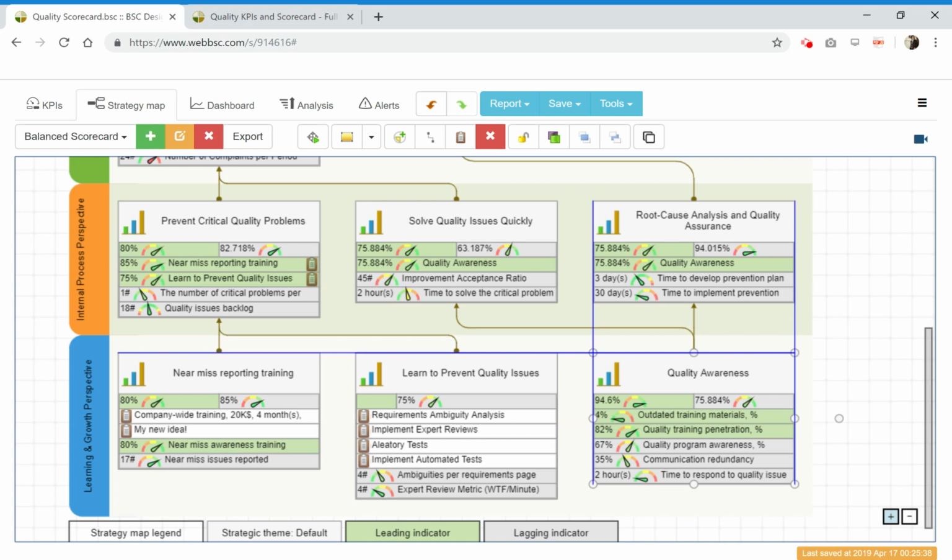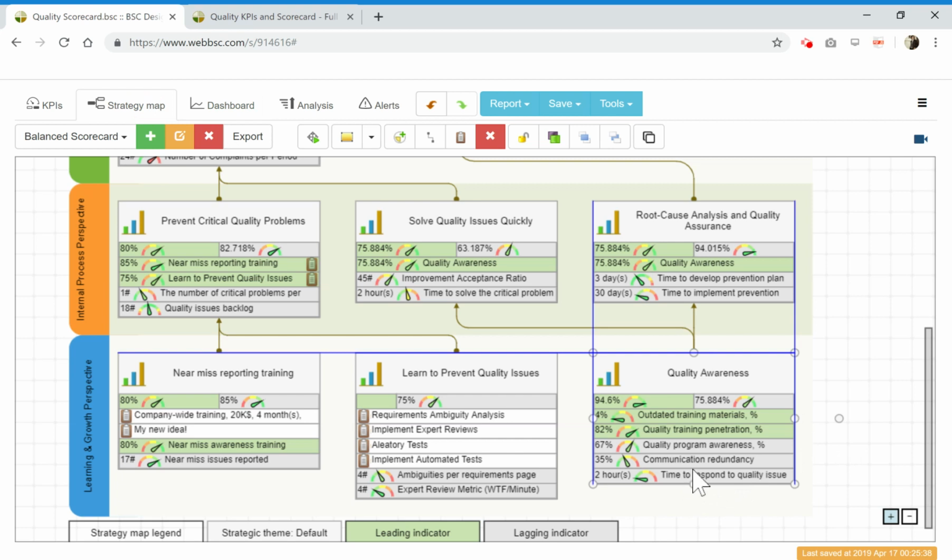When you are able to communicate internally effectively, when you are able to communicate with your customer effectively, then it's really good in terms of quality awareness, in terms of implementing the idea of quality in practice. Time to respond to quality issue. That's an interesting indicator.